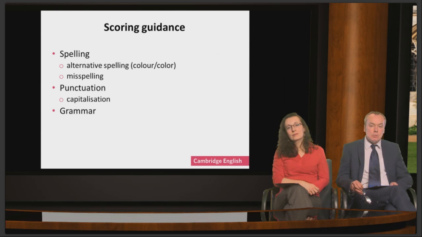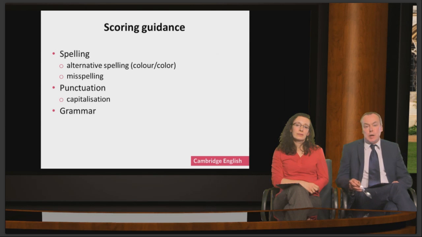We can give guidance to markers and test takers about what spelling to accept as correct, for example. Maybe alternative British and American spelling, and whether spelling must be correct for marks to be awarded. We can also give guidance to markers about punctuation and grammar, not to penalise for incorrect use of capitalisation, for example, or whether correct grammar is required. This is essential for ensuring that test scoring is reliable.